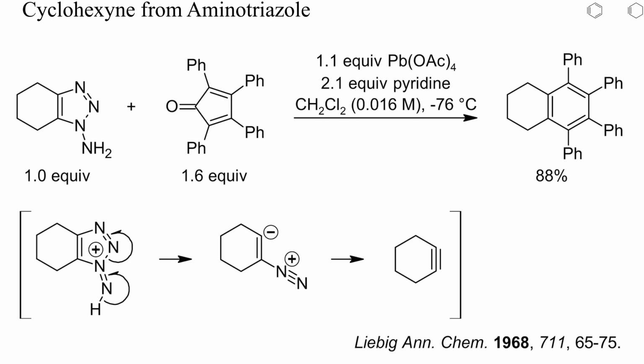Oxidation of aminotriazoles is another strategy to generate strained alkynes. In this example, cyclohexyne was generated this way, by oxidation with lead acetate at low temperature. A high yield of the Diels-Alder adduct was obtained.